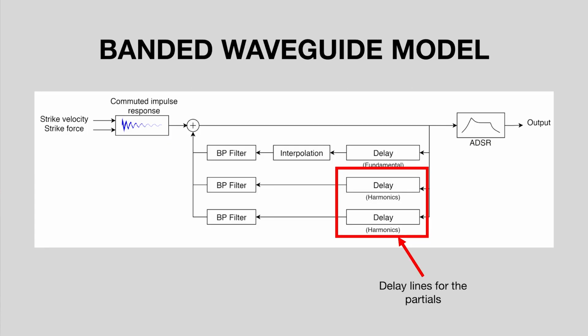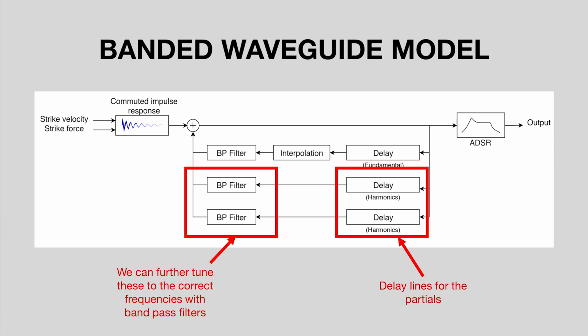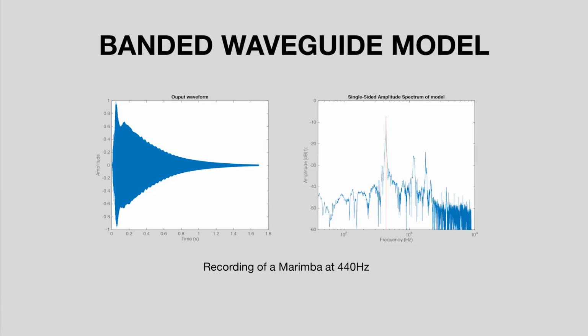Here we can see 2 extra delay lines specifically added for the partials. We add bandpass filters to these delay lines to further tune them. These bandpass filters also ensure that we only get the frequency of the partial resonating. We can tune these delay lines and filters based on this recording of a marimba I found on the internet.